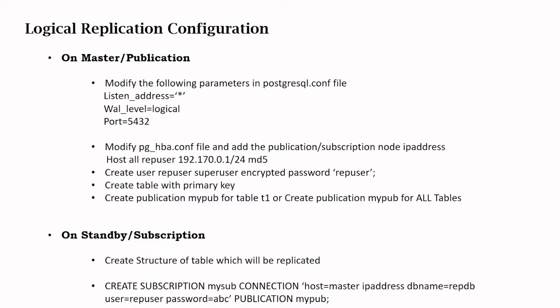After that, we'll be creating a publication. For creating the publication, the syntax is create publication, the name of the publication, for table 1, or you can have the same publication for all tables. So you can replicate all the tables, or you can replicate a few tables. On the standby, we have to create the exact same structure. The second command we'll use on the subscription side is create subscription, the name of the subscription, and connection. In the connection, we have to pass the host, the DB name, user and password, and the publication which we have created on the primary, the publication site.